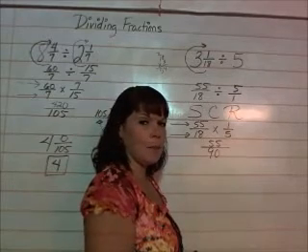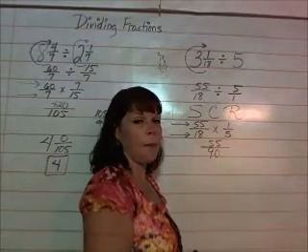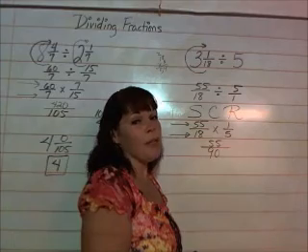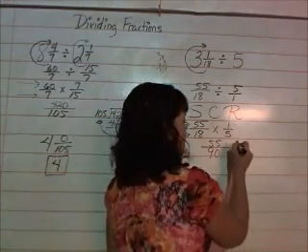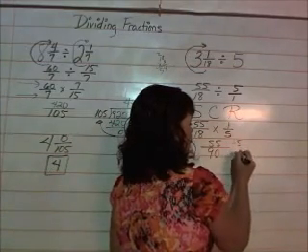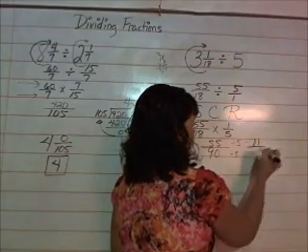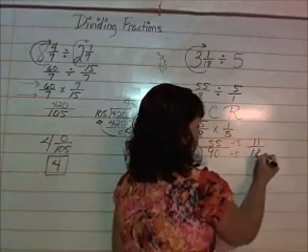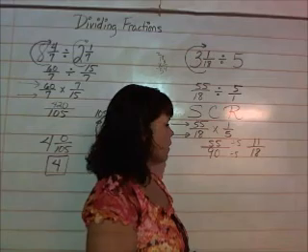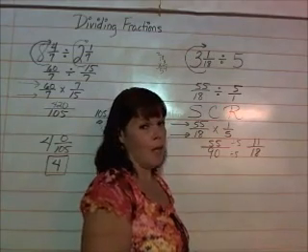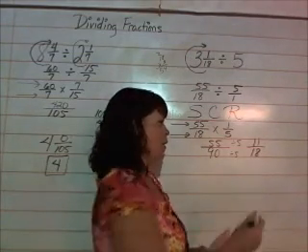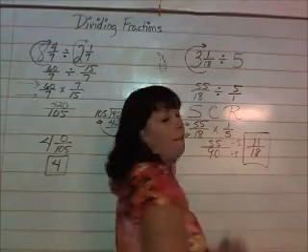What do I do next? Is it improper? No. Can I reduce it? Yes, I can reduce this by 5. And I get 11 over 18. Is it improper? No. Can I reduce it? No. So, I'm done.